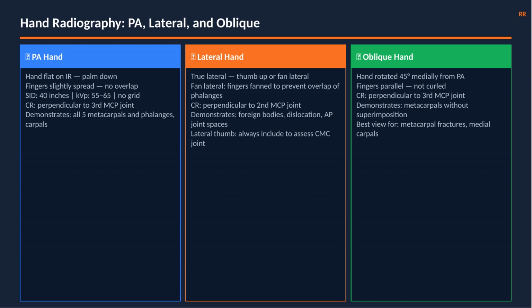Oblique hand. The hand is rotated 45 degrees medially from PA, fingers parallel, not curled. CR. Perpendicular to the third MCP joint. Best view for metacarpal fractures. The metacarpal shafts separate and are seen individually without superimposition.